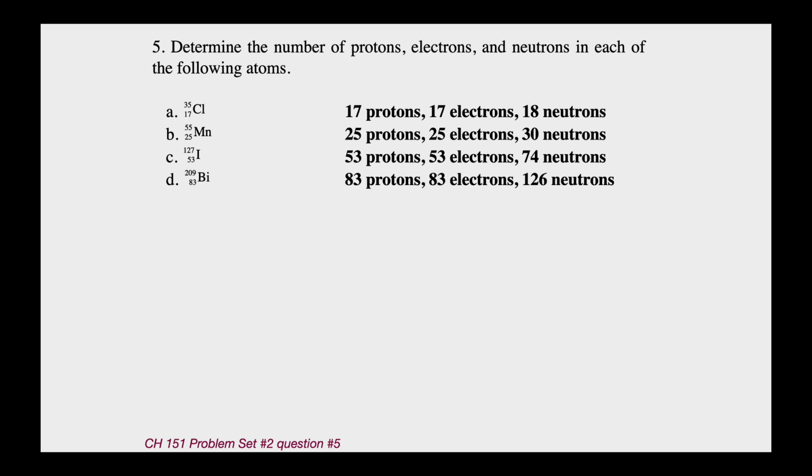So you can see how in the symbolism, the lower left number is the number of protons. That equals the electrons if it's neutral, and usually these questions are. And then finally, to get the neutrons, it's top number minus bottom number.